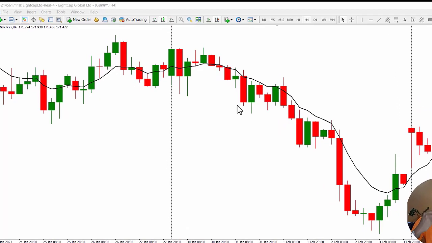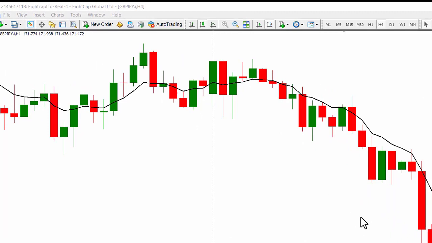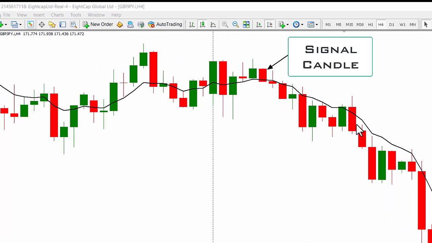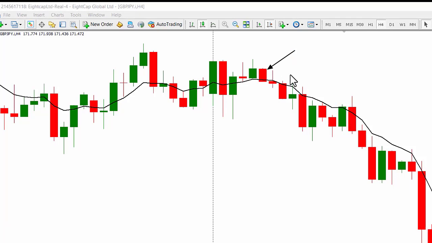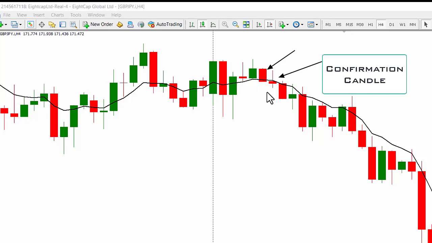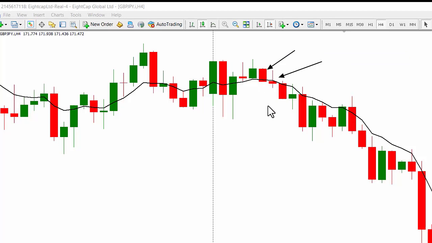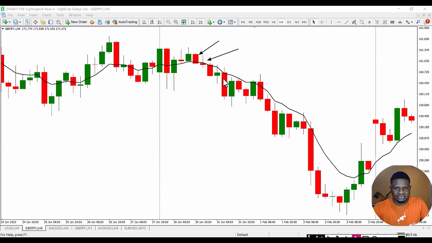The first red candle that closes below the 8 moving average is called the signal candle, and the second consecutive candle that closes below the 8 moving average is called the confirmation candle. There must not be any green candle between them. That is number one. After each green candle, you can start counting again to see another signal.